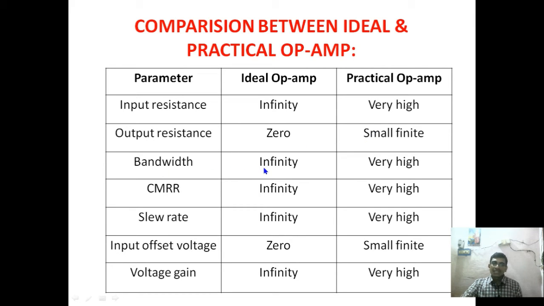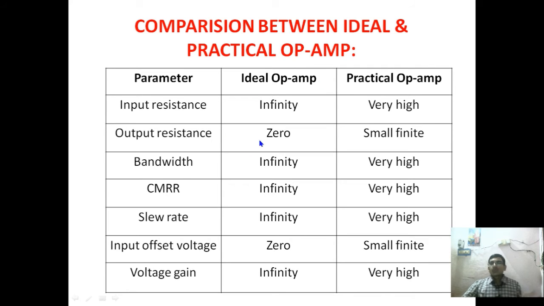And the bandwidth is infinity for the ideal op amp and very high for the practical op amp. CMRR is infinity for the ideal op amp and very high for the practical op amp. Slew rate is infinity. Infinite slew rate means there is no delay between input and output, and it is very high for the practical op amp. Input offset voltage is 0 for the ideal op amp and small for the practical op amp. Voltage gain is infinity for the ideal op amp and very high for the practical op amp.